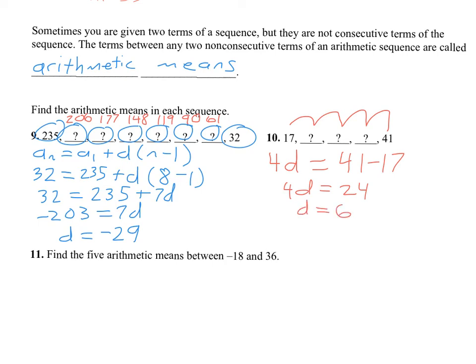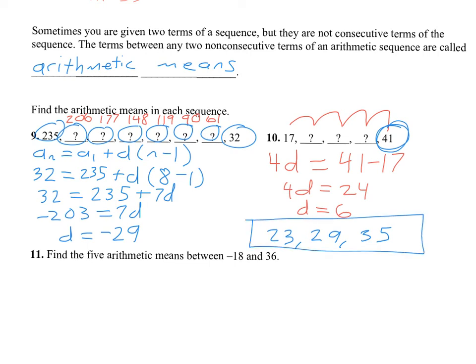And now you just add 6 to each term. So the answer for this one will be 17 plus 6 is 23. Add 6 again would be 29. Add 6 again would be 35. And if we add 6 again, we get the 41 that we would want. So that's the answer.